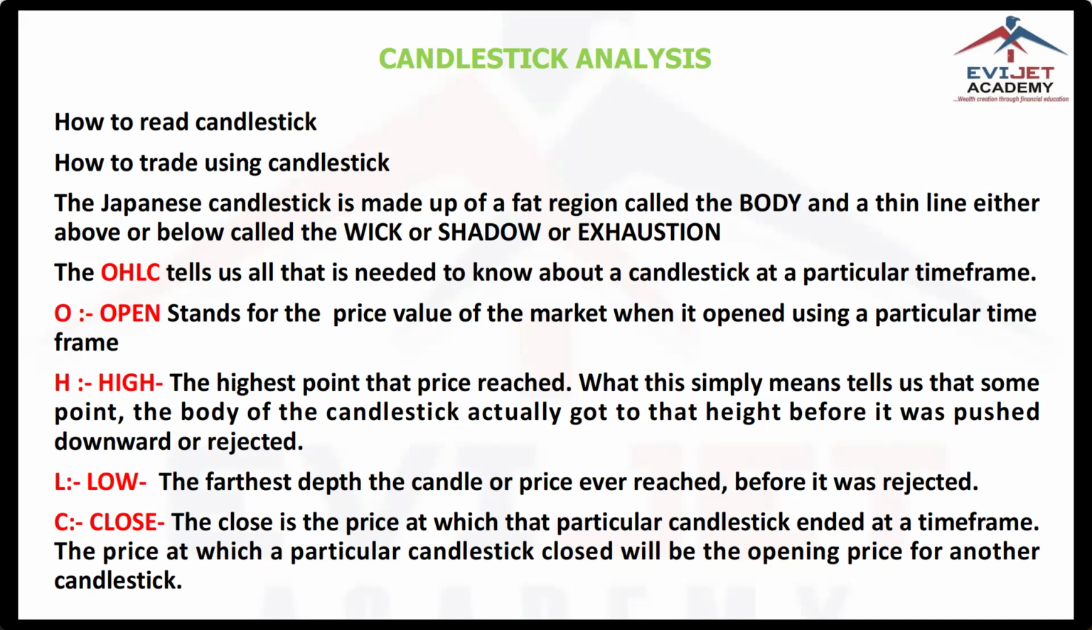That's the open of the candle, the close, the high, and the low. So every candle has these 4 characteristics. Please note them: the open, the high, the low, and the close. That is what you are seeing here. OHLC means open, high, low, close. The OHLC tells us all that is needed to know about a candlestick at a particular time frame.